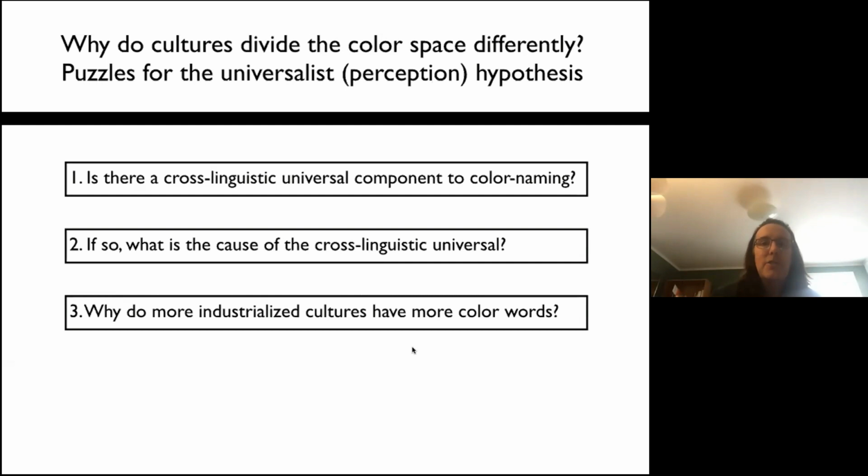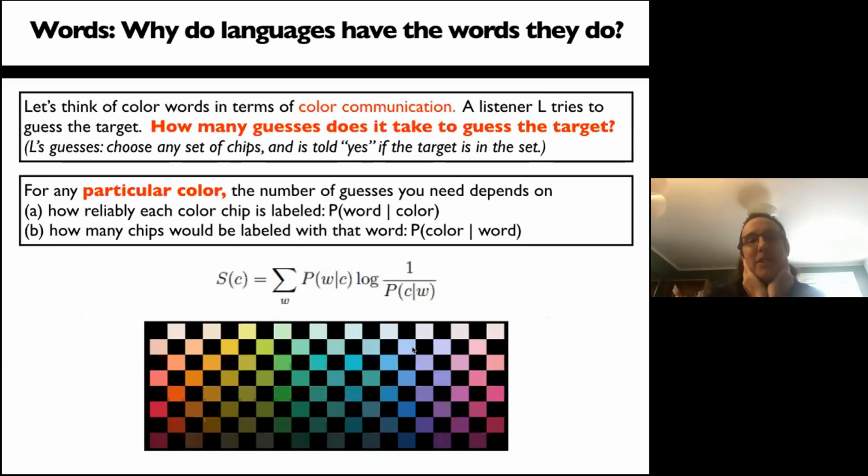Well, let's just think about this information theoretically. Let's think about the information theoretic way of thinking about color, or anything, but color here. When I say information theoretic, say I've got this set of colors and I want to transmit one of them to you. I want to tell you about something and it has a particular color.